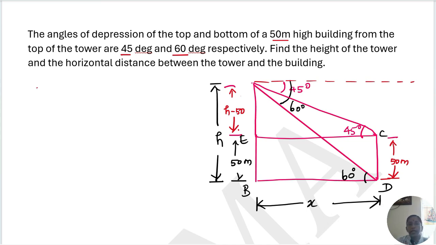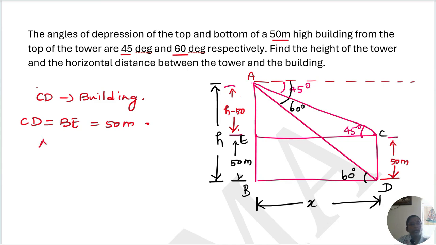So in our diagram, you can mark your data. So this is my A, B, C, D, E here. So here CD is our building, and CD is equal to BE, that is given as 50 meters. So AB is our tower in this problem. So let us take AB is equal to H meters.